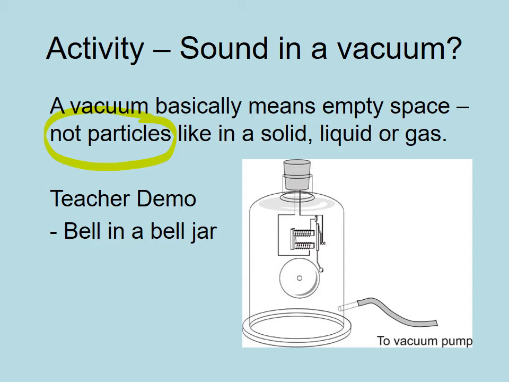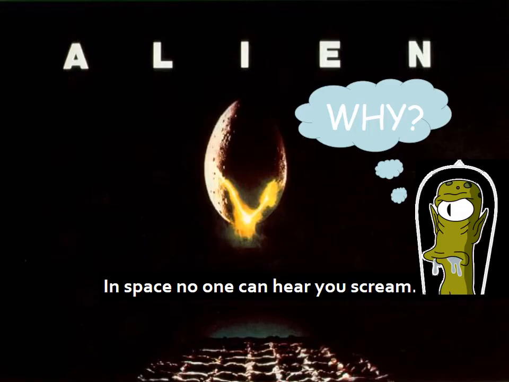So here we have a bell jar with a bell in it. But the bell jar is a vacuum, there are no particles. We can tell that the bell is ringing because the little lever is going to be moving. But we can't hear a sound, and that's because sound needs particles to travel. In space, no one can hear you scream because there are no particles. Sound cannot travel.